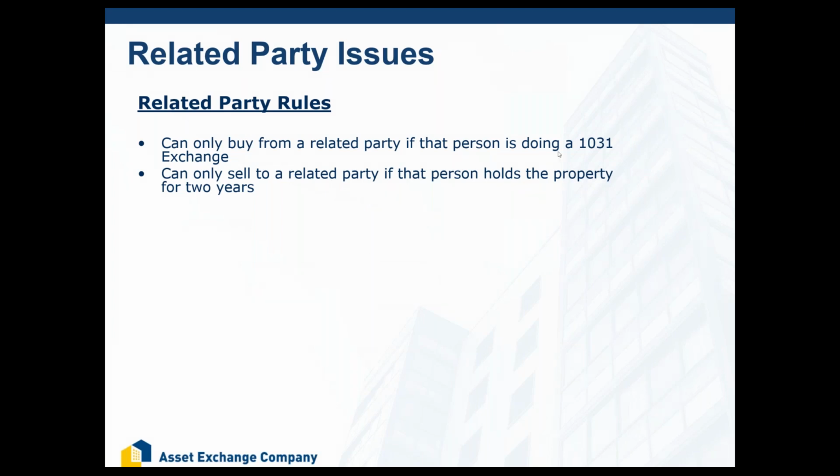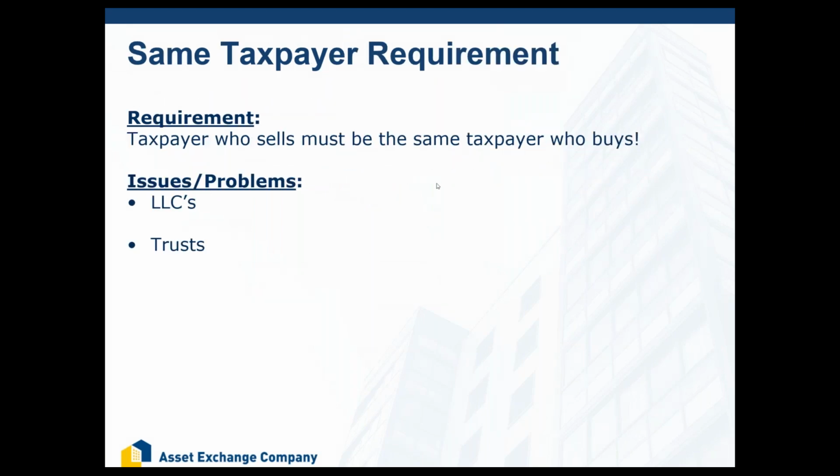All right, let's look at other things, okay? Other issues that come up in 1031 exchanges. This is a big one. People don't realize this. When you do an exchange, the taxpayer who sells the property must be the same taxpayer who buys. Now, normally this is never an issue because Bob, he's going to sell a property. His name's on title. Bob does a 1031, and Bob goes on title, and Bob buys the replacement property. So Bob is his own taxpayer.